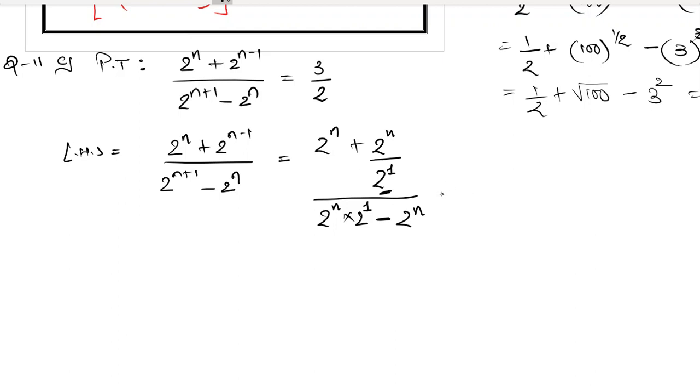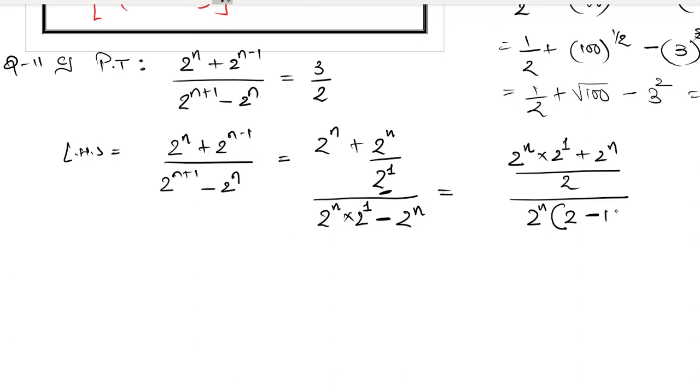Let us simplify this. This will become 2 raised to n into 2 raised to 1. I am taking LCM plus 2 raised to n, the whole upon 2 raised to 1 is 2, upon 2 raised to n comes out common from the denominator, and inside is 2 raised to 1, that is 2 minus 1. Right? The next step.